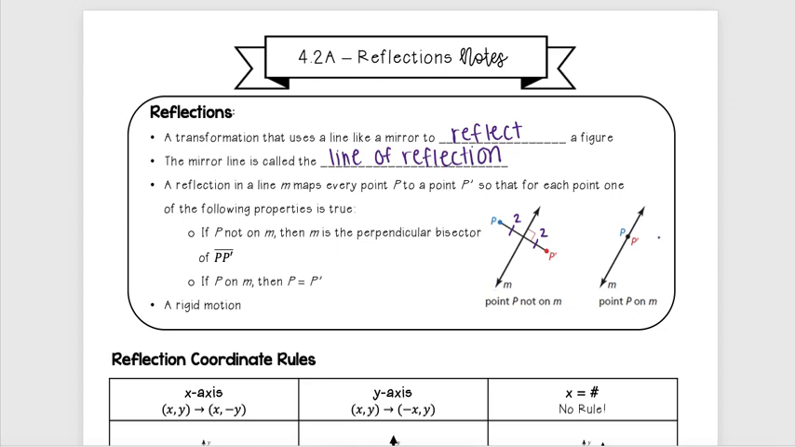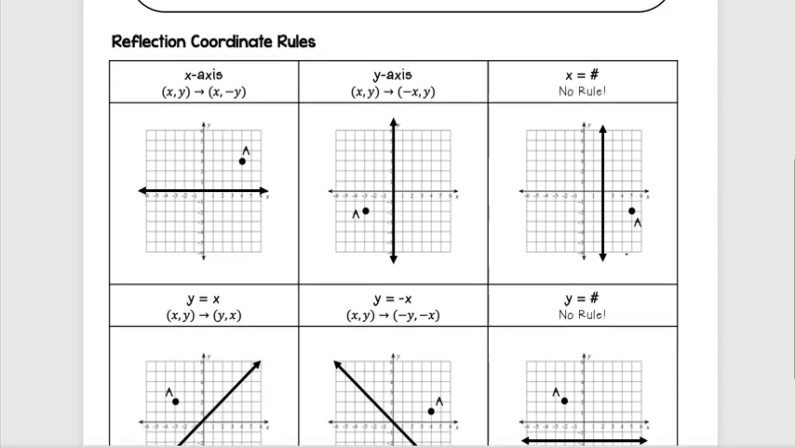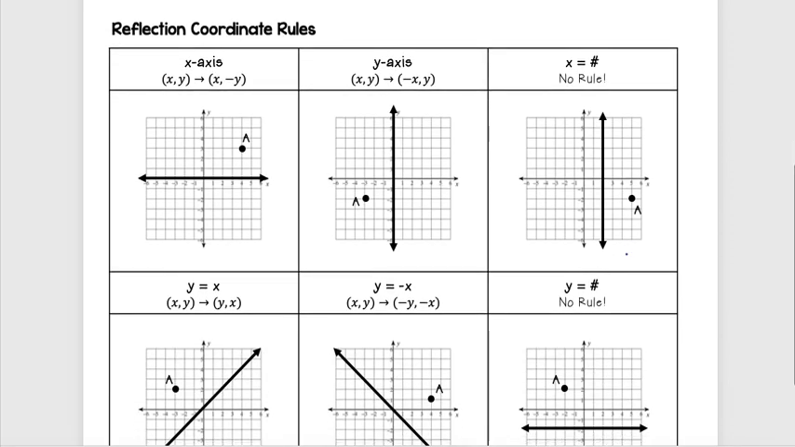And then an interesting case is if P is actually on the line of reflection, then P prime is going to be the same. And that's because they're both going to be 0 away from the line, since they're actually on it. So if the point is on the line of reflection, when you reflect it, it's still just going to be the same point.